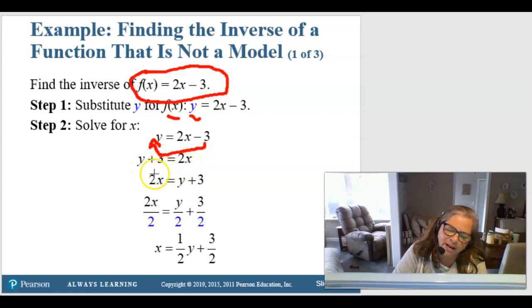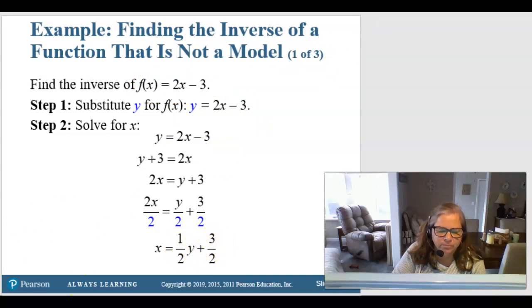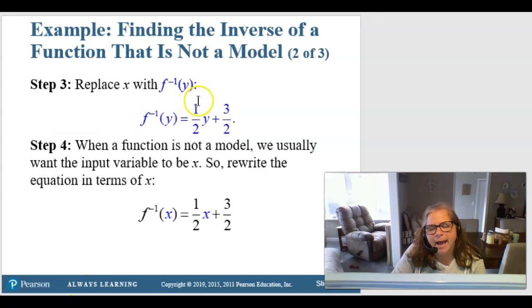We need to divide by 2. So we divide everything by 2. And we get x is equal to 1/2 y plus 3/2. Now you substitute the notation, the inverse function of y where there was x. So you can see now all the variables have y.